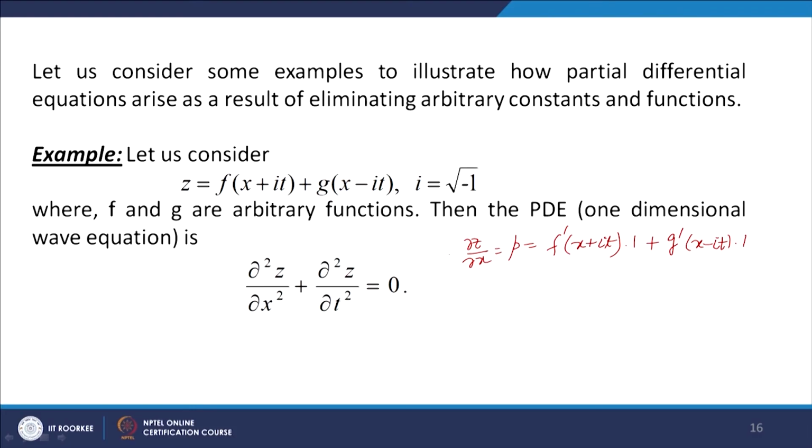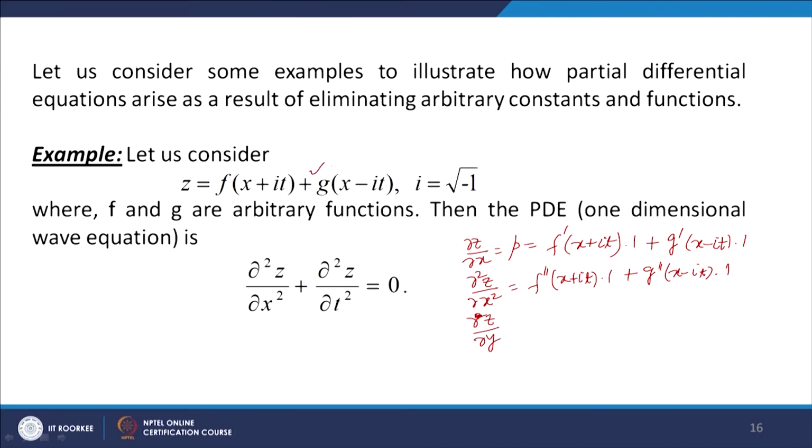Now, we can take one more derivative with respect to x. So, the second derivative with respect to x will be equal to f double prime (x plus it) into 1, and here we will get g double prime (x minus it) into 1, because v is x minus it. When we differentiate v with respect to x, we get 1.